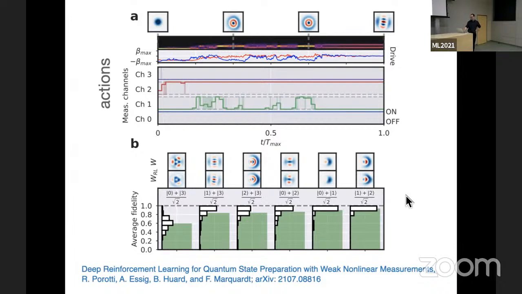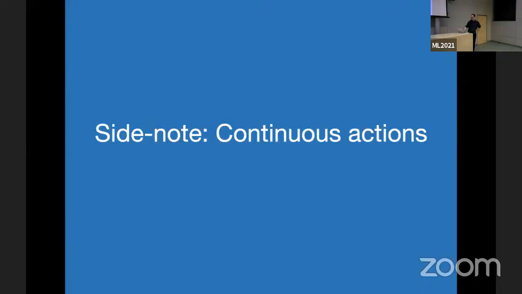And reinforcement learning is really nice because we don't need to know too much to apply it. We also compared it against a greedy approach that we set up ourselves, which always tries to displace the current state so as to maximize the overlap with the desired state, and that performs much worse than the reinforcement learning. Okay, so this was a quick first quantum example.